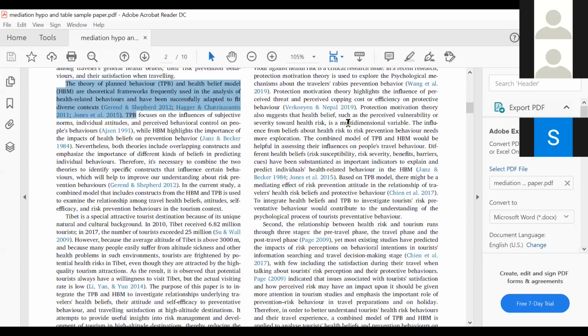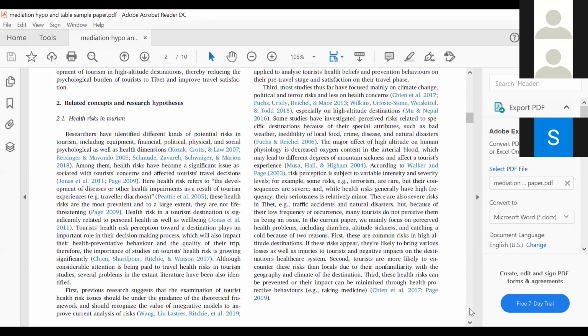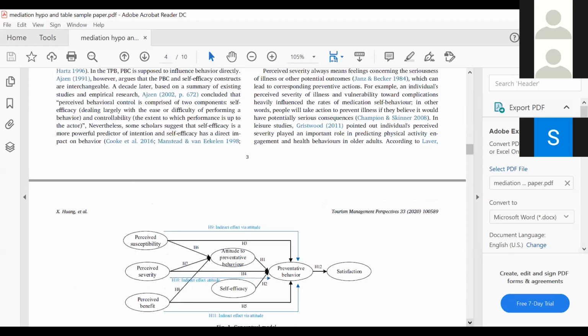Okay, so all of you are right. Theory of planned behavior, health belief model. This is the theoretical model which has been taken. So then, when I come to the review of literature chapter, why is he showing a conceptual model?